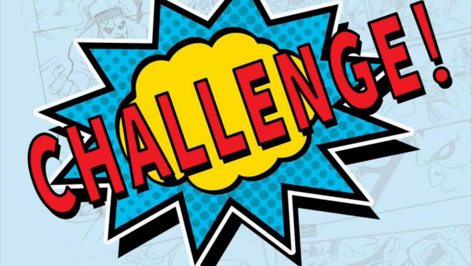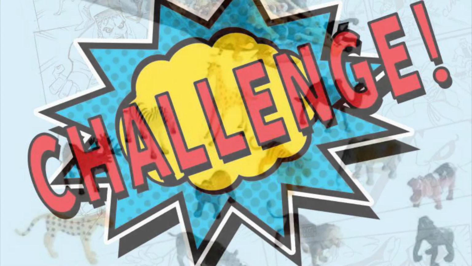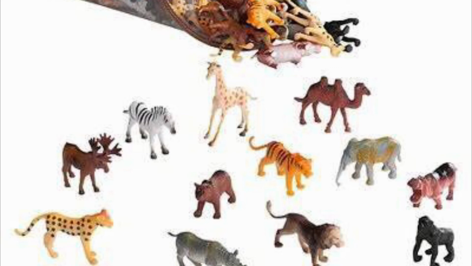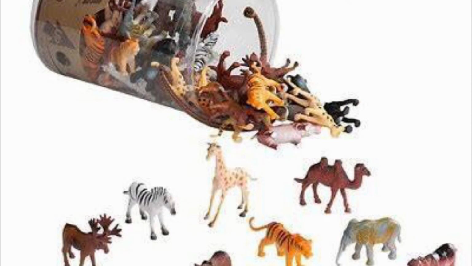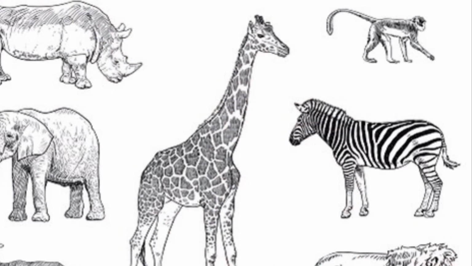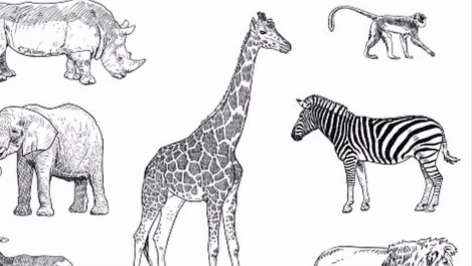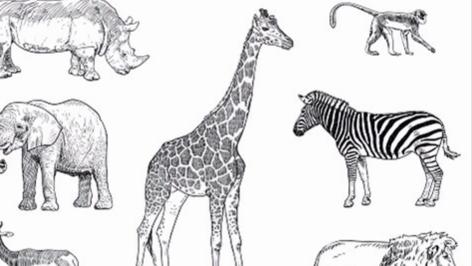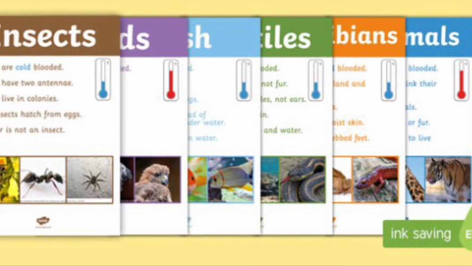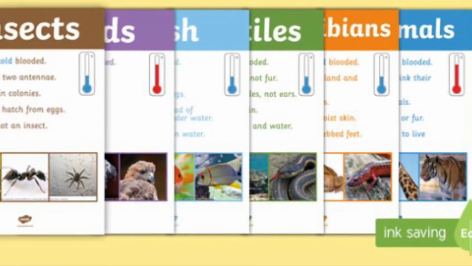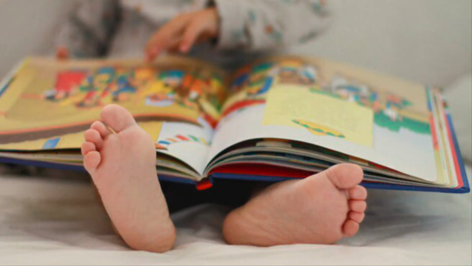Okay, it's challenge time. Do you have some toy animals at home that you could sort into different groups? Can you sort them into the 6 different groups that we learnt today? Can you draw pictures of different animals and label them with which group they belong to? Perhaps you could make a poster about each animal group. Whilst looking in your books, you could try and spot animals and decide which animal group they belong to.